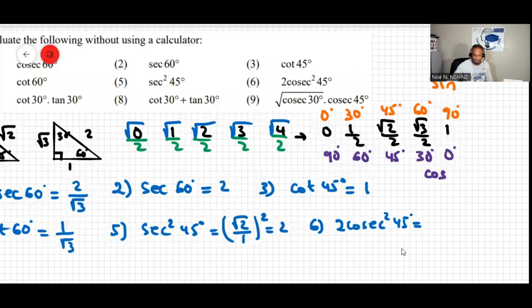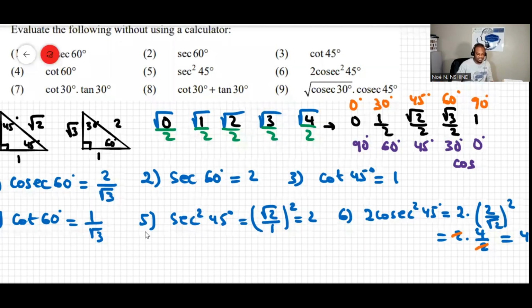It's going to be like this: 2 multiplied by cosec, which is the inverse of sine. So it's going to be 2/√2 to the power of 2. Okay. And then I know this will make, let me just write it over here. This is going to be 2 multiplied by 4, because 2 to the power of 2 is 4, and then √2 to the power of 2 is 2, and then the answer will be 4, because we can simplify this 2 and that 2.